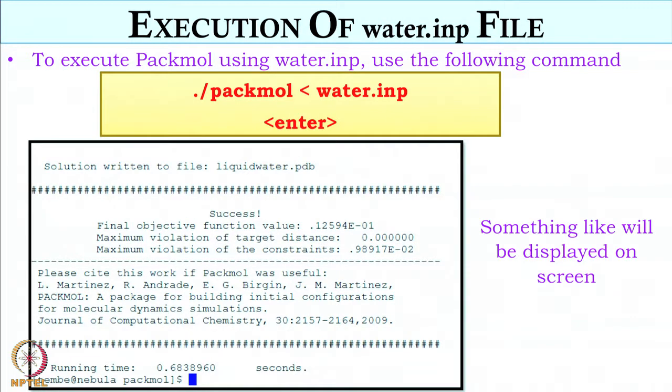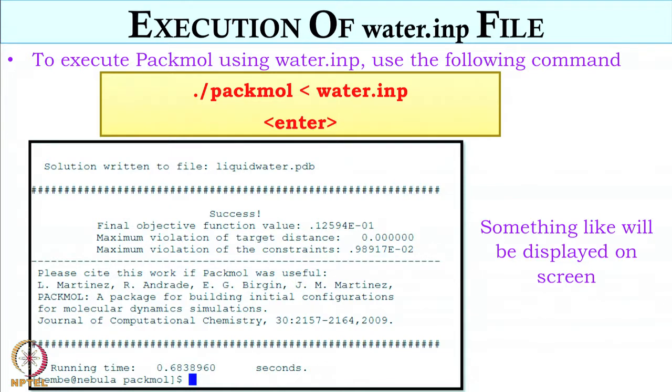The result will be stored as written there: solution written to file liquidwater.pdb. That is the output file name. After successful execution, it will show success on the screen, and the time it has taken to run the file. So what is this violation of the constraints?